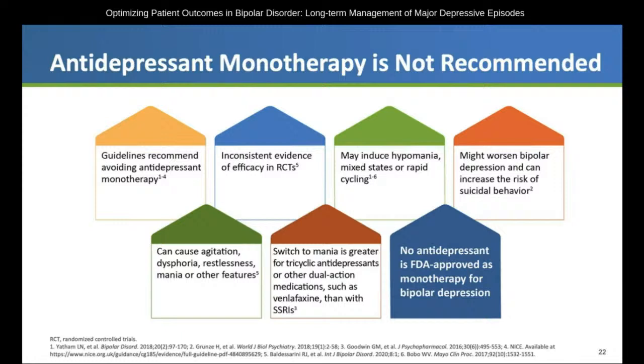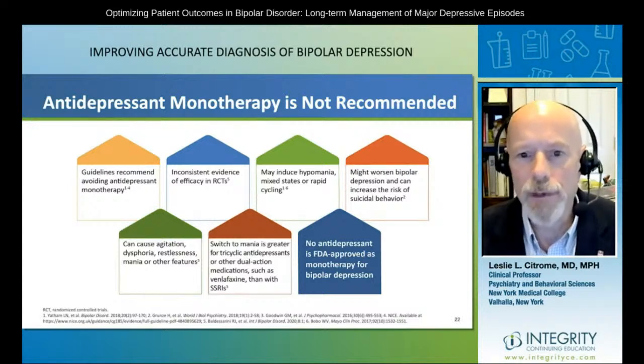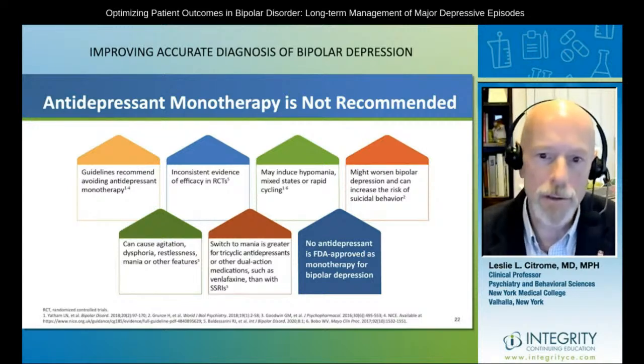Now, the switch to mania is greater than for our older antidepressants and maybe for the SNRIs, but it's something that is relatively uncommon regardless. But if it happens, we know that a manic episode can be associated with behaviors that have consequences that may be irreparable. No antidepressant is FDA approved as monotherapy for bipolar depression. That we can say with certainty.